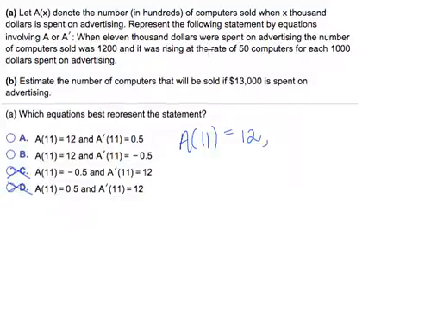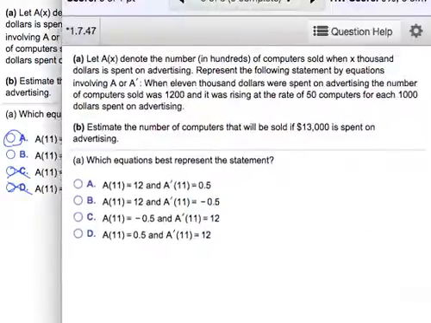And it was rising at a rate of 50 computers for each $1,000 spent on advertising. A derivative is a rate of change. It tells you the rate at which a quantity is changing. So that tells you that when $11,000 is spent, the derivative of A at 11, the rate at which A is changing, is rising at 50 computers. So it's going to be positive because it's rising. And since computers is in hundreds, this would be positive a half. This should be part A over there.